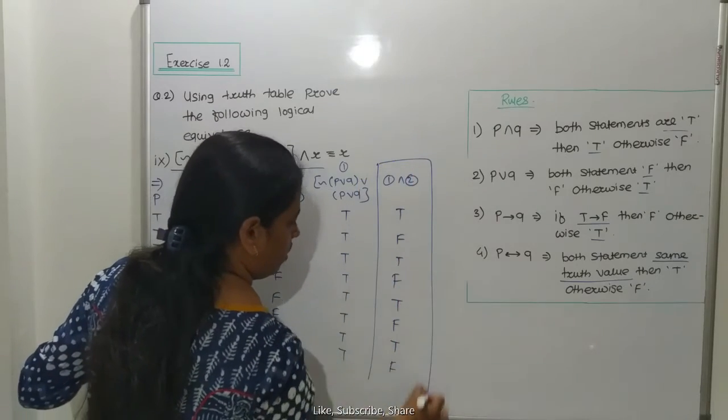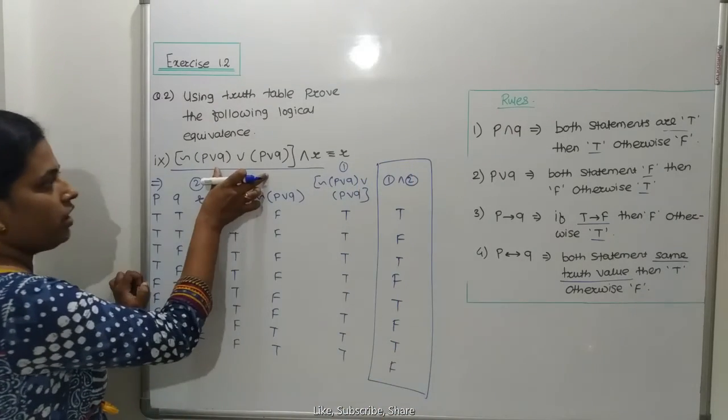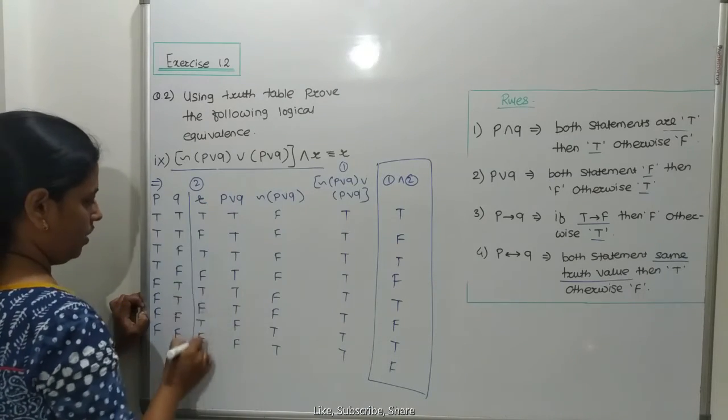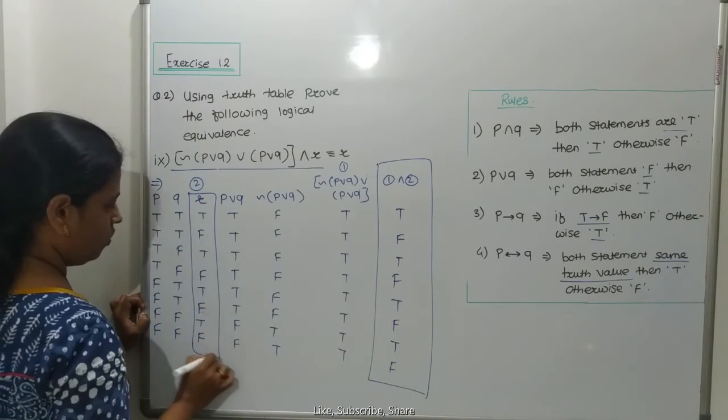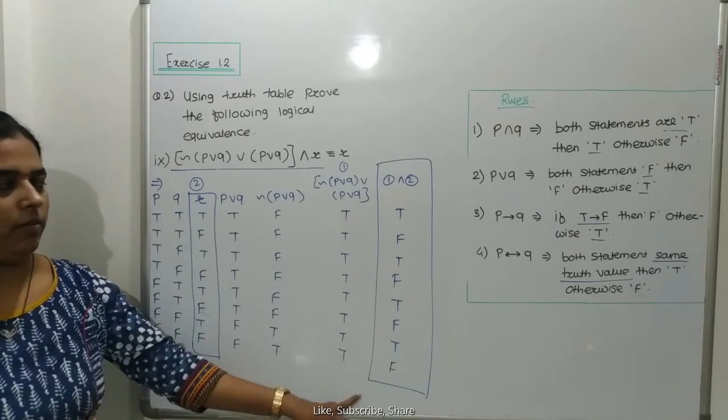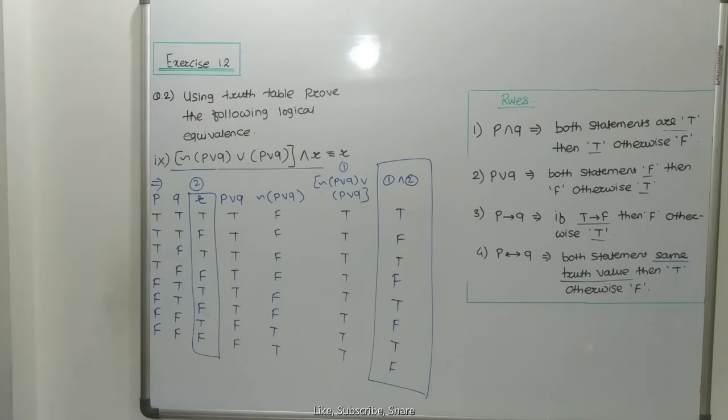What is the result of this first statement? This one is there. And then R. Compare these two. So each and every truth value of this one is the same. Therefore, we have to show the law equivalence of these two statements with the help of truth table. If you want to write this, take a screenshot of it.